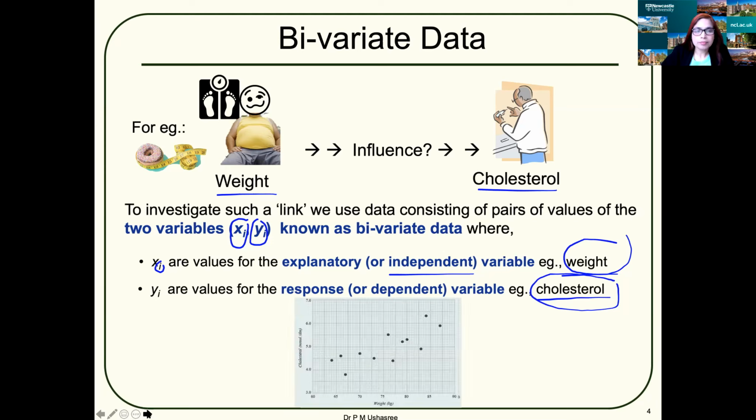So how can we represent such data? The best way to do that is using a scatter plot. A scatter plot will clearly show us the relationship between the two variables. As you can see, weight is along the x-axis because it is the independent variable, and cholesterol level is along the y-axis because it is the dependent variable. And the cholesterol level depends on weight.